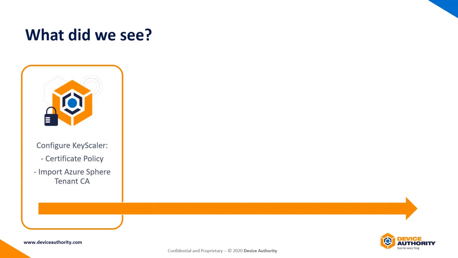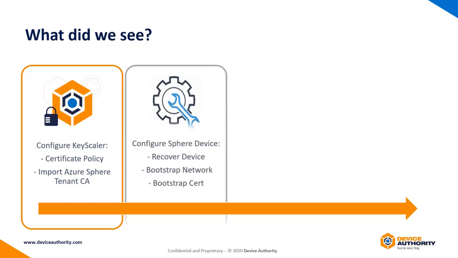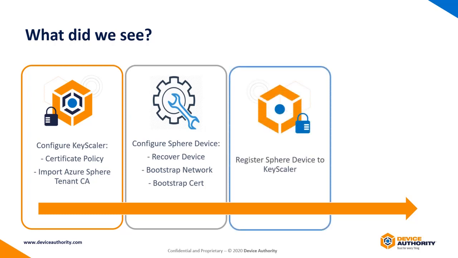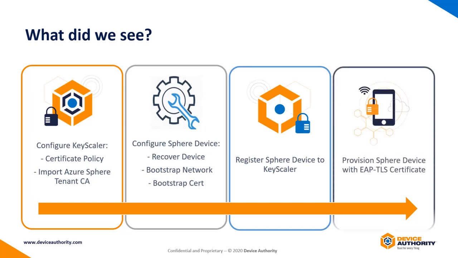We configured KeyScaler and imported the Azure Sphere tenant CA to establish mutual trust. We put the Sphere device back to factory settings so it could connect to the Bootstrap network and fetch the Bootstrap certificate. We showed the registration of the Sphere device to KeyScaler and provisioned it with an EAP TLS certificate.